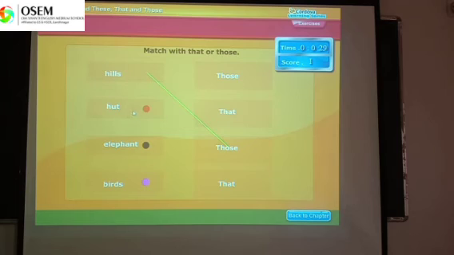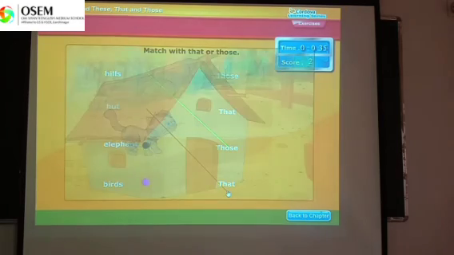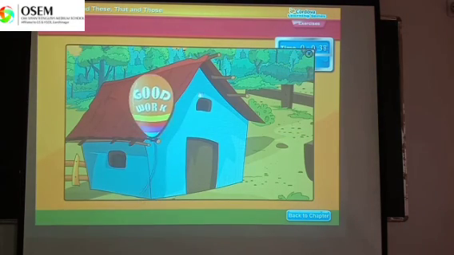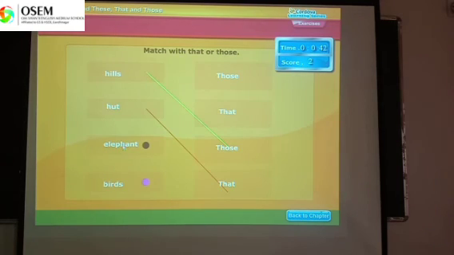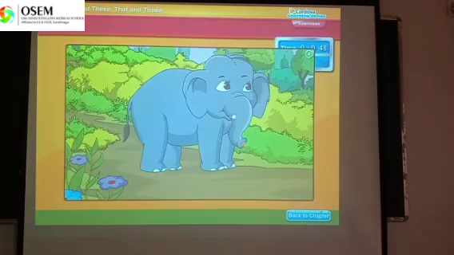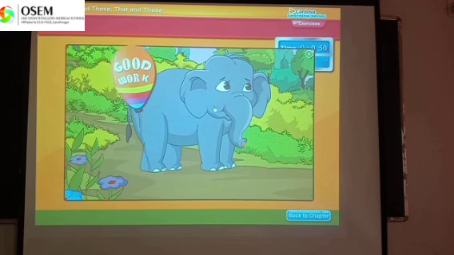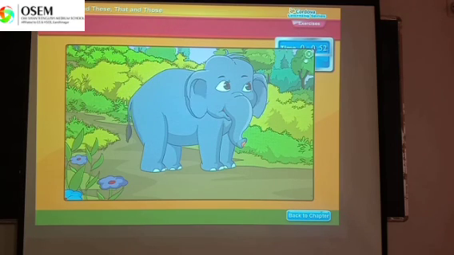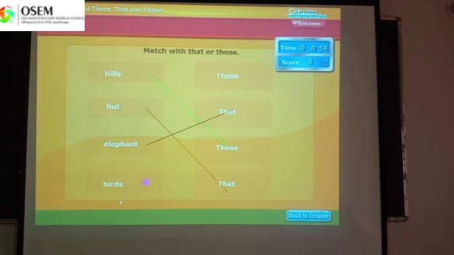Then hut. Here we are talking about only one hut. So we use that. That hut. Then elephant. Elephant is only one. So we use that. That elephant. And birds. Here we are talking about more birds. So we use those.